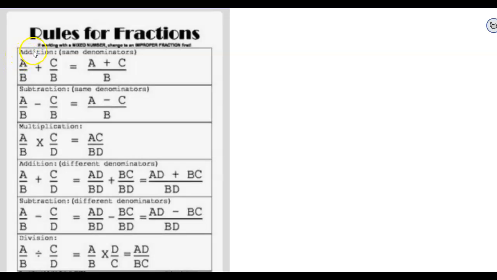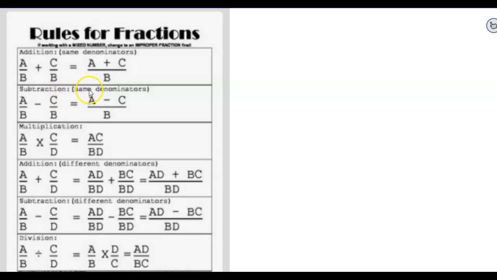This right here is for the addition. Notice it says same denominator. This page goes through and breaks it down just so that you can see what you're supposed to be doing. We see that you have a B on both of the bottom, the denominators. So it means it would be the same denominator. So you come over here and you have the same denominator, and you just add the two numerators.